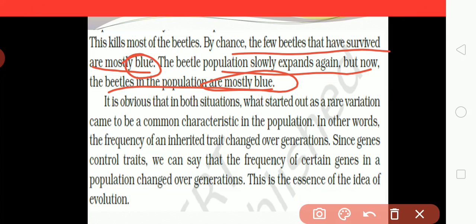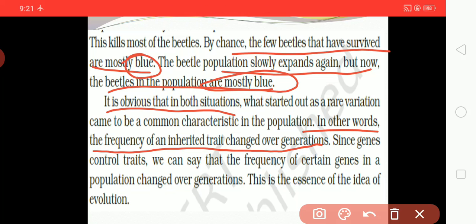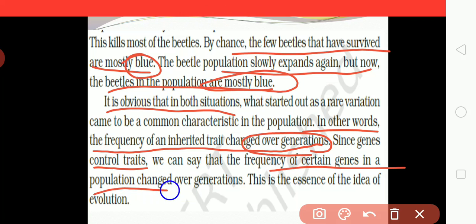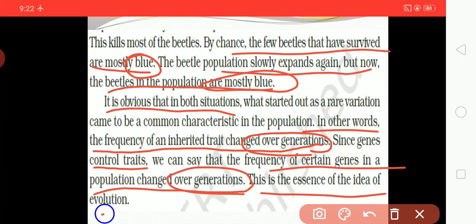And it is obvious that in both situations, what started out as a rare variation came to be a common characteristic in the population. In other words, the frequency of an inherited trait changes over generations. And since genes control a trait, we can say that the frequency of a certain gene in a population changes over generations, generation to generation, and this is the essence of the idea of evolution.